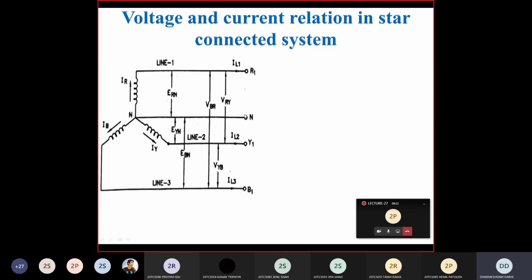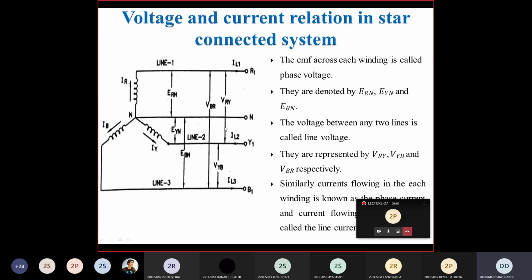Clear? So these are the line voltages. Voltage between phase and neutral is the phase voltage. Clear? Same way you can see the current flowing into each phase and line. In star connected, both remain the same. Phase current IR is equal to line current IL1. Same way phase current IY is equal to line current IL2. Same way in the B phase also, IB is equal to IL3.